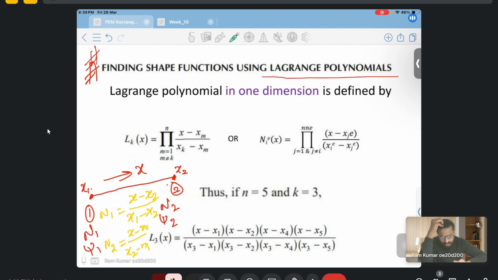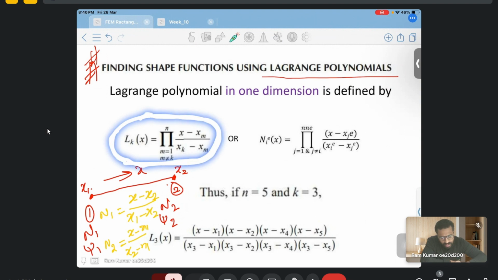So I want to find the shape function. What we learned in the last class: for node 1, N1 equals x minus x2 divided by x1 minus x2. Similarly, N2 will be x minus x1 divided by x2 minus x1. So this will give us the shape function N2, and this is how we can write it in general.